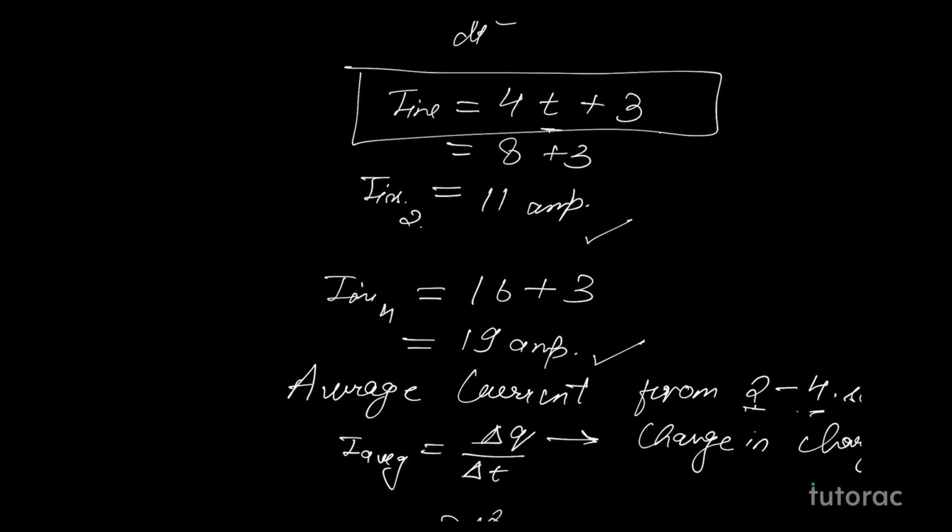I hope you got the concept that we have discussed so far. As I was telling you earlier, one can also calculate the same I average by calculating the average of this 11 and 19 ampere. If you calculate 19 plus 11, 30 divided by 2, you will get the same value as 15 amperes.